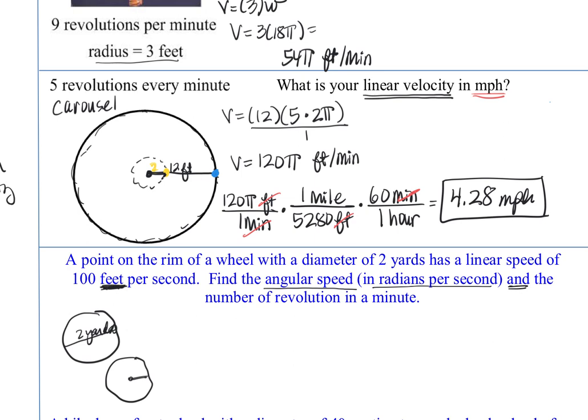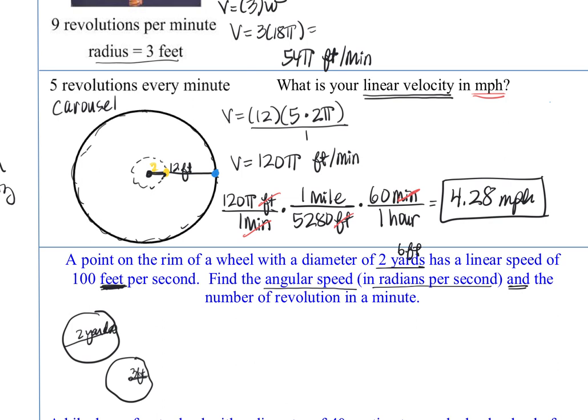This is feet per second. So I need them both to be in yards or both to be in feet. So I'm going to just change this 2 yards to 6 feet, right? Because there's 3 feet in every yard. So I'm going to say this is 3 feet and then not even worry about the other one. So my radius here is 3 feet.